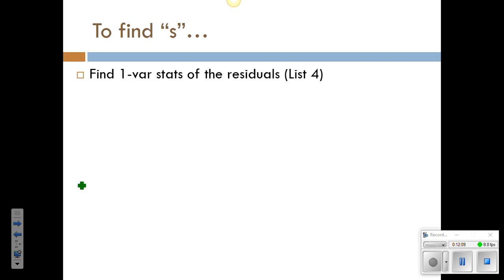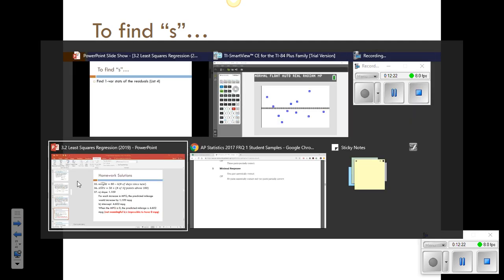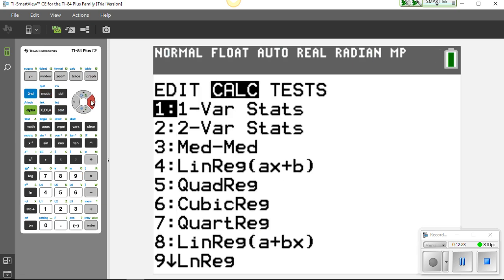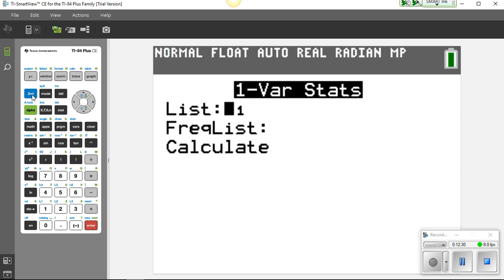All right, to find S, you're basically going to do 1-Var Stats of L4. Because of how we usually did standard deviation, it's just Stat, Calc, 1-Var Stats, but of L1. Here, we do Stat, Calc, 1-Var Stats with L4. Let me go back to my calculator real fast. Remember, L4 is where my residuals live, correct? So this is about my residuals.